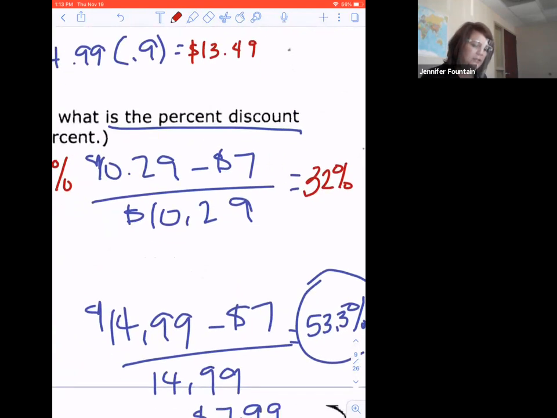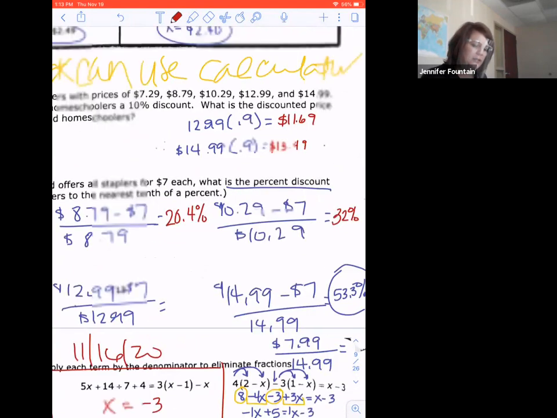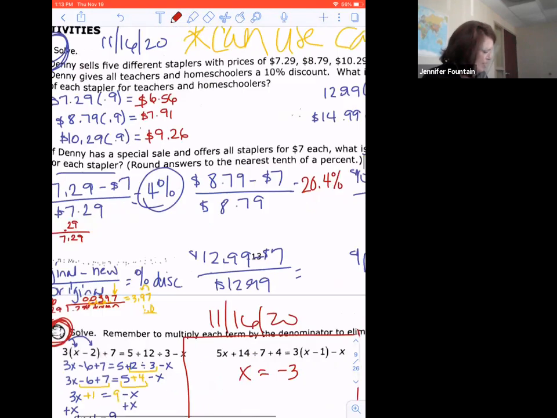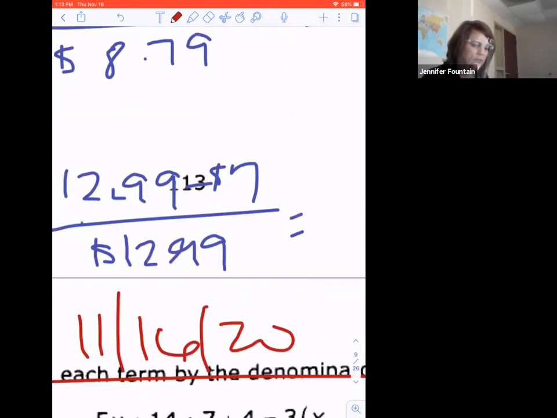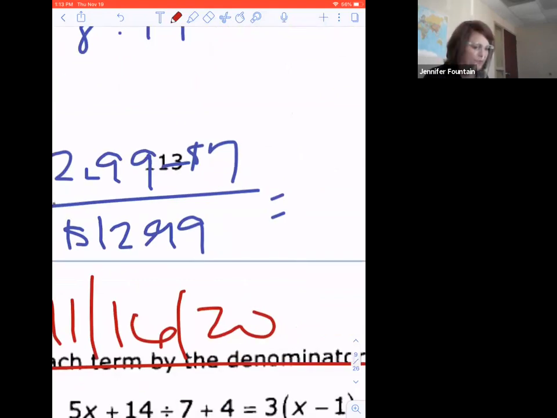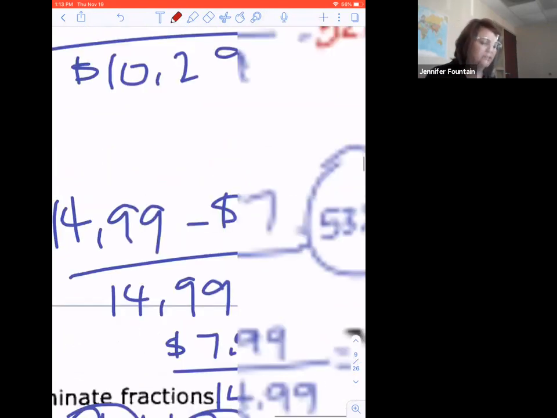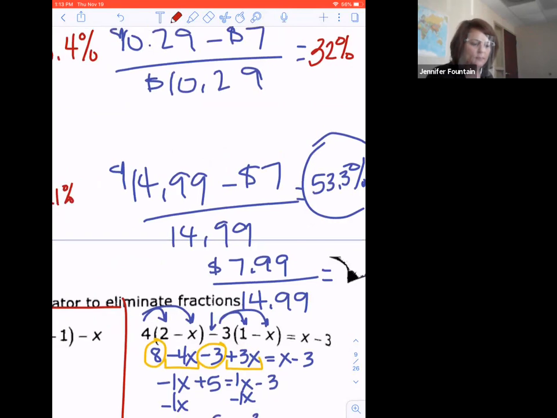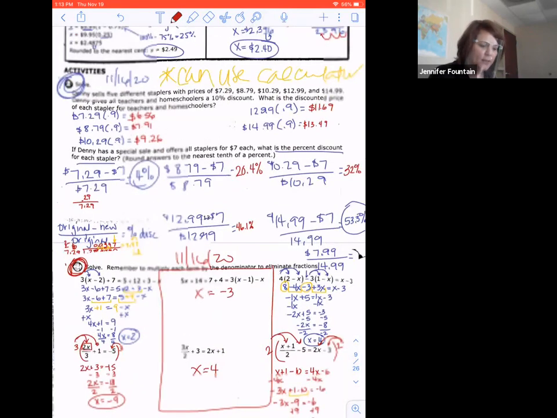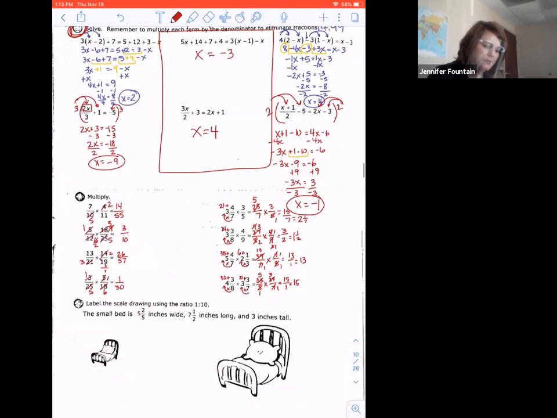And then going from $12.99 to $7, we find that that is a 46.1% change. And then we did the last one where we said it was a 53.3% change. So any questions on those? Awesome. All right, so now maybe I'll get on track.